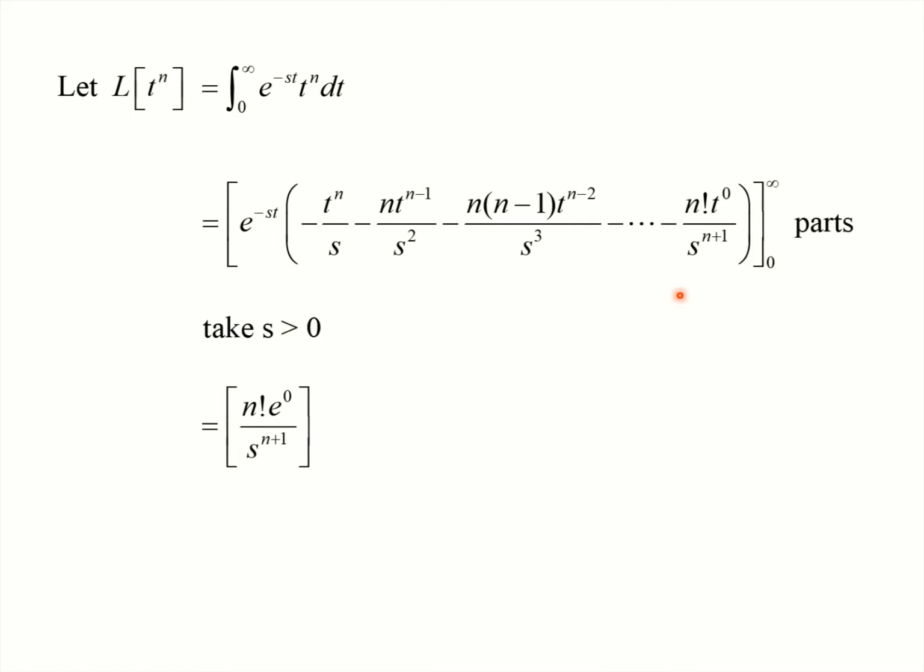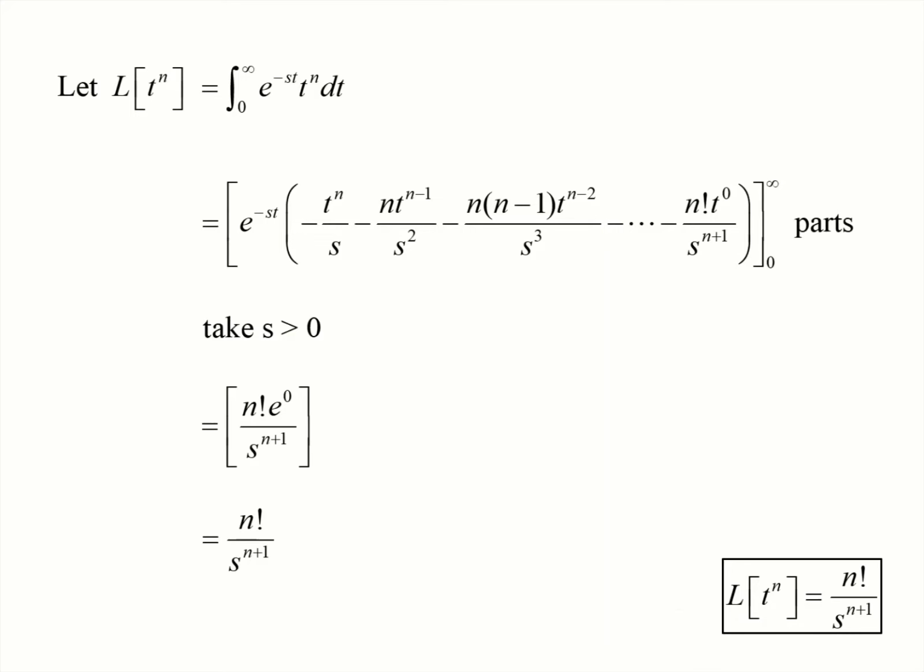We end up getting n factorial e to the 0, over s to the n plus 1. And let's simplify that a little more. We have n factorial over s to the n plus 1, which gives us our first shortcut for t to the n. Just like we had a shortcut for t to the n when we take derivatives, we have a shortcut for t to the n when we do a Laplace transform. It's n factorial over s to the n plus 1. This shortcut is totally worth remembering, especially when you hit future technical classes that use the Laplace transform.